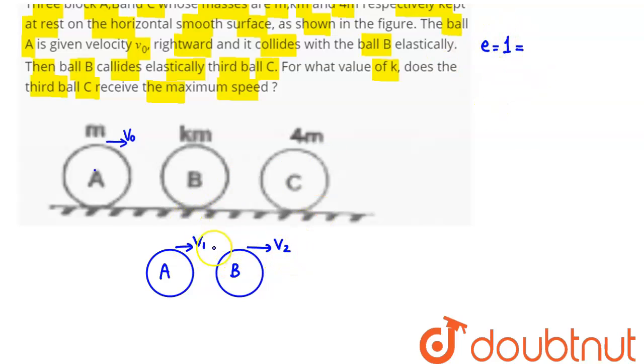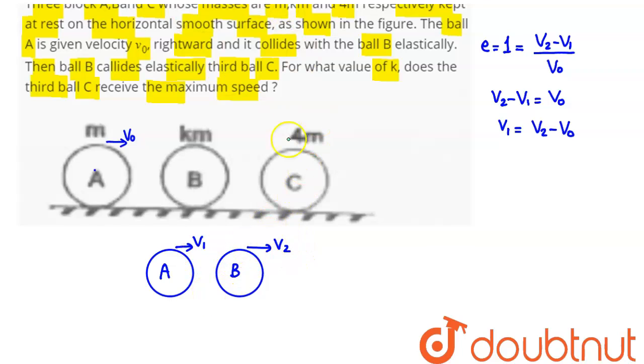For elastic collision, the coefficient of restitution is equal to 1, which is equal to velocity of separation, v2 minus v1, divided by velocity of approach, which is v0. Hence v2 minus v1 comes out to be v0. Now from here v1 will be v2 minus v0, that is, expressing v1 in terms of velocity of the block B.